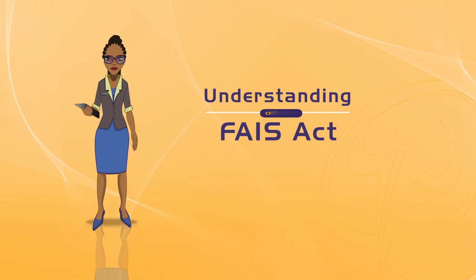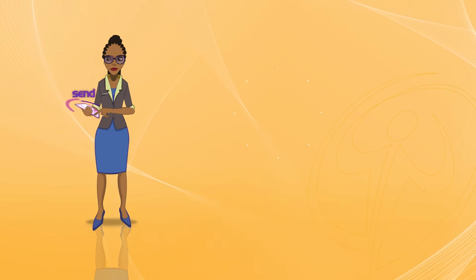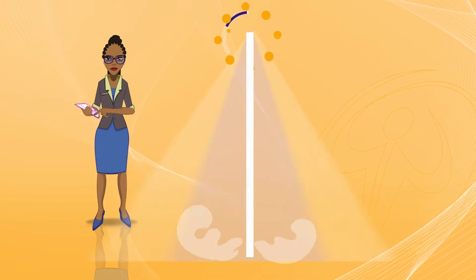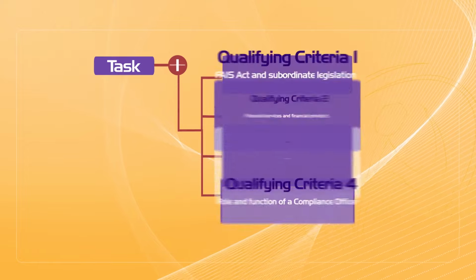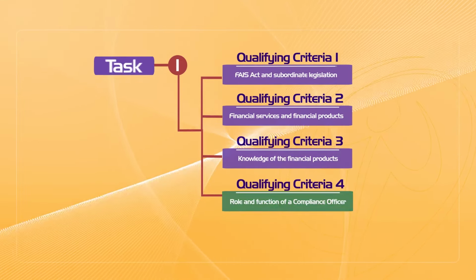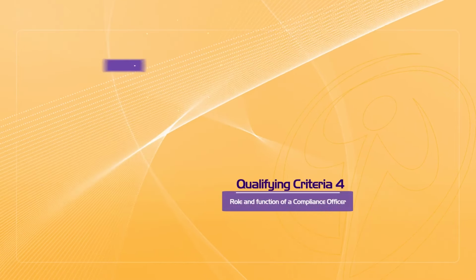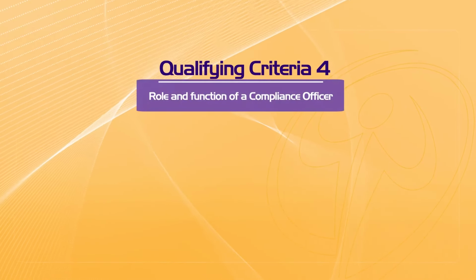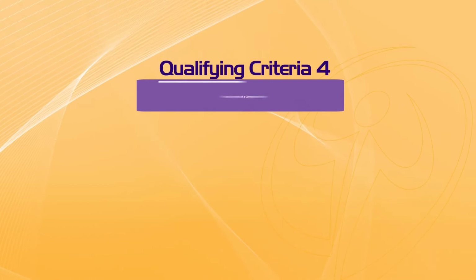Task 1 talks about demonstrating an understanding of the FAIS Act as a regulatory framework. Task 1 has 4 qualifying criteria. Let's look at Task 1, Qualifying Criteria 4. Describe the role and function of a compliance officer.